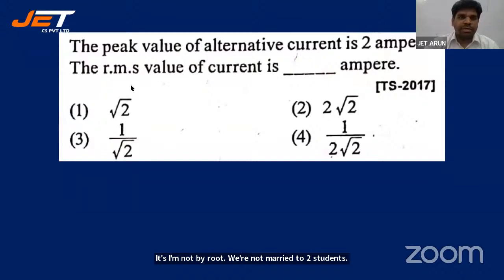Okay, now you got the formula. The peak value of alternating current is 2 amperes. The RMS value of the current is dash amperes. Root 2, 2 root 2, 1 by root 2, 1 by 2 root 2. Same formula. The formula which I've just used. If I naught is the peak value, I naught by root 2 is the RMS value.